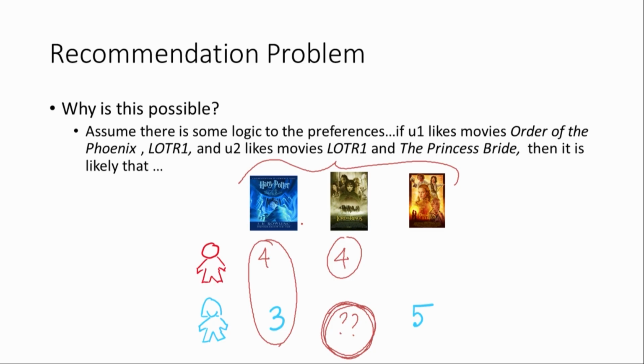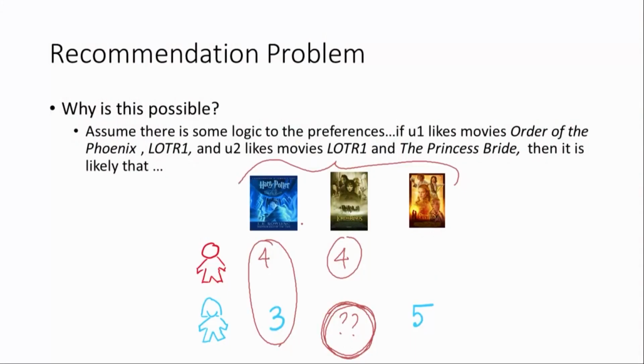So how do I make this really formal? One simple way of doing it is, why don't you take the average rating of Lord of the Rings and put it in here? That's one trivial thing. But we can do much better than taking the global average. What we are trying to say is that maybe there is some more structure to this data, and we'd like to exploit this structure.